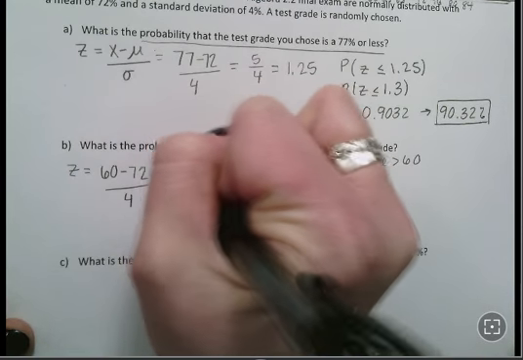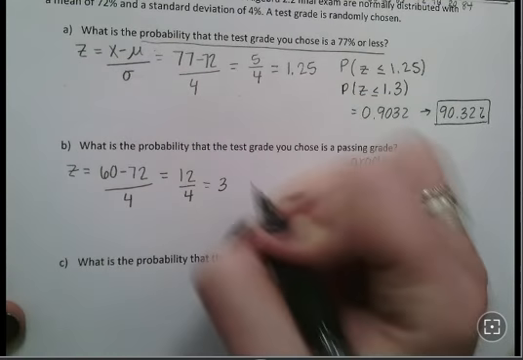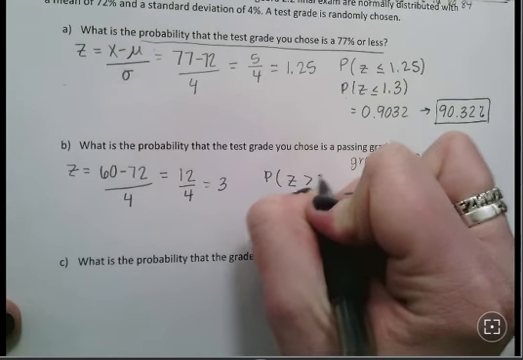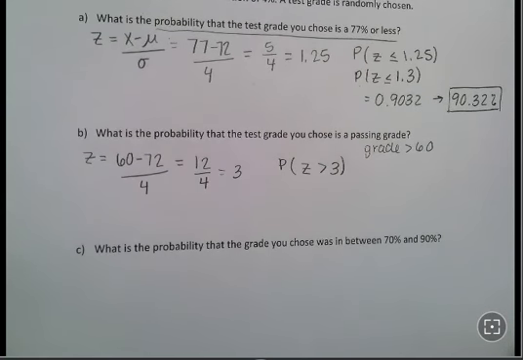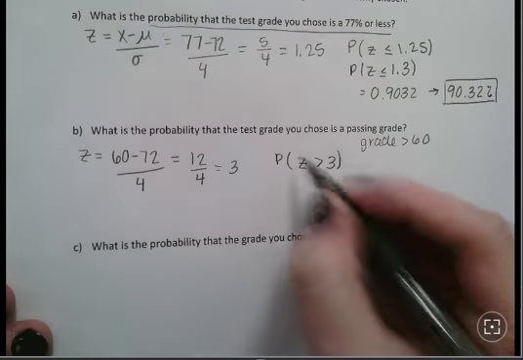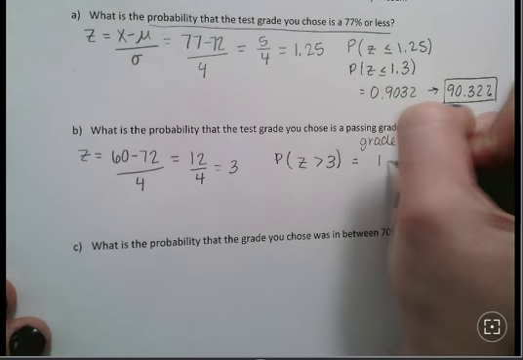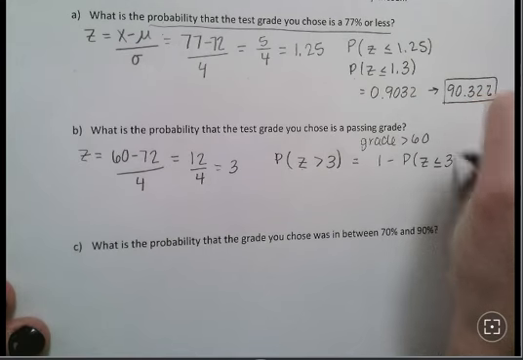And that's 12 divided by 4, which is exactly 3. So we want the probability that our z-score is now greater than 3. And now we've run into a bit of a roadblock because our table only talks about things that are less than or equal to and not greater than. So we have to say the probability that z is greater than 3 is equal to 1 minus the probability that z is less than or equal to 3.